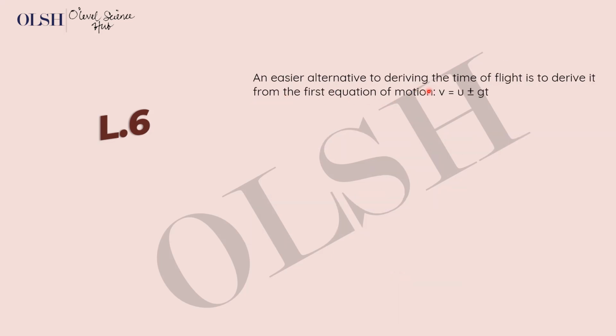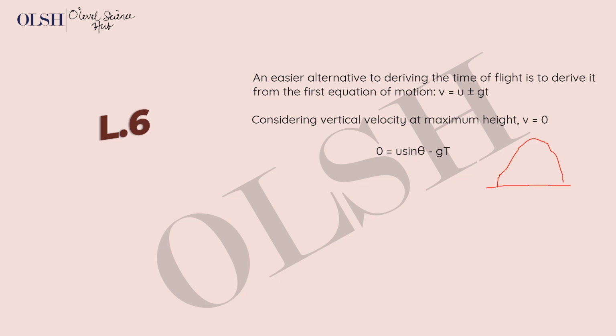An easier alternative to deriving the time of flight is to derive it from the first equation of motion, which is v equal to u plus or minus gt. Considering the vertical velocity at maximum height, of course v is equal to 0. Now what do we mean by this? This is not very perfect, but I'm trying to see if I can use it to explain what we mean here.